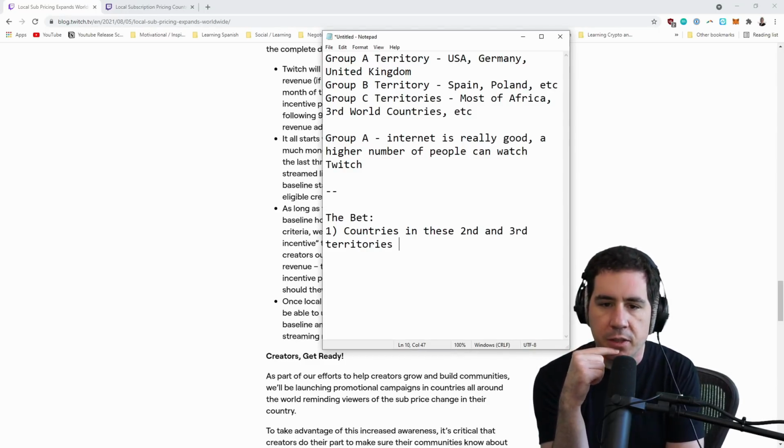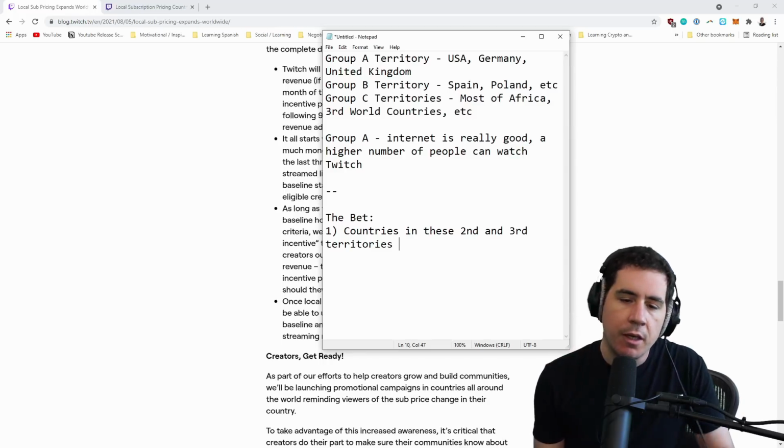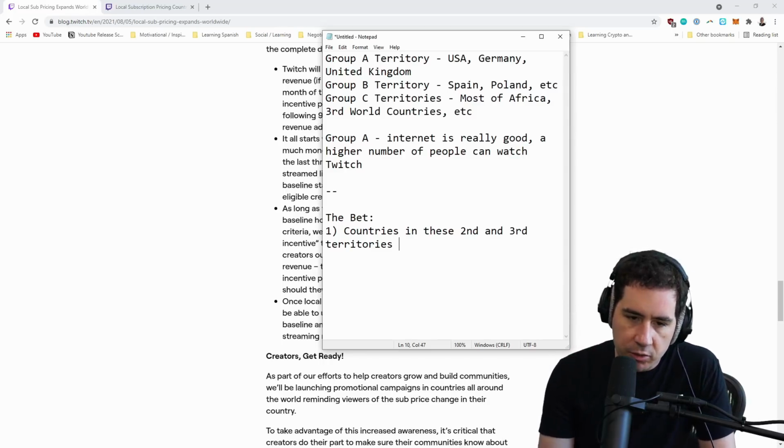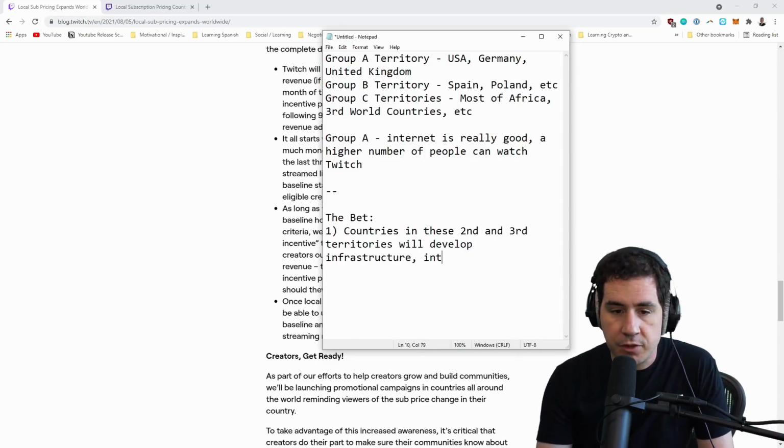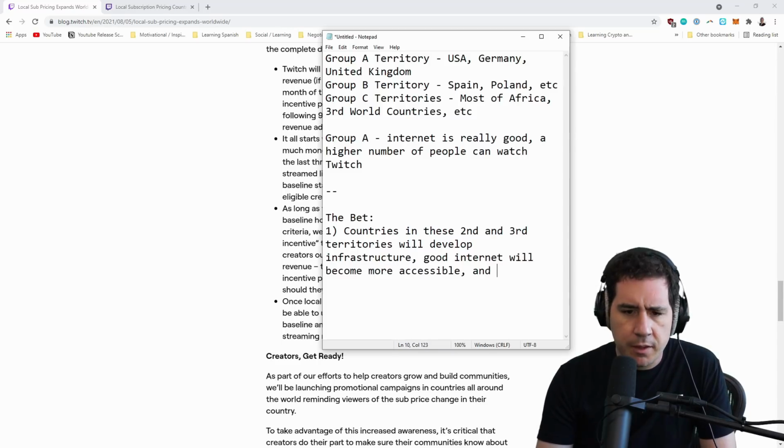I think a lot of people would consider Spain a first world country, but it's a Group B territory just because people don't have the purchasing power they have in somewhere like Germany or the US. So countries in these second and third territories, this is the bet, will develop infrastructure and good internet, will become more accessible, and Twitch will be watchable by more people.